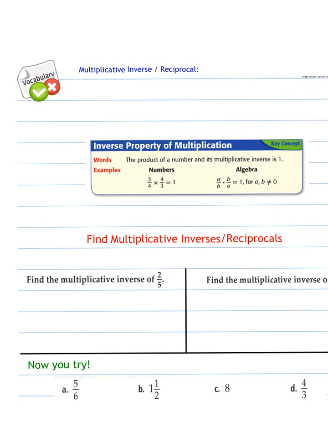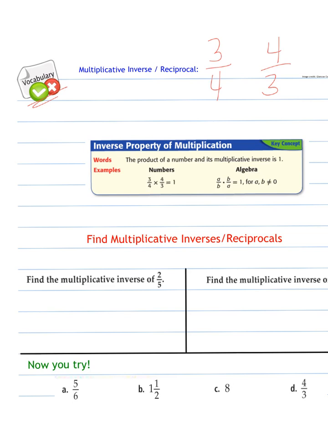Alright, we have a vocab word here, multiplicative inverse or the reciprocal. Okay, so these are basically a fraction and its opposite. So in this box it shows us that we have the fraction 3/4. Well, its multiplicative inverse or its reciprocal is just this fraction flipped. So it would be 4/3. So we just take the denominator, write it on the numerator. Numerator moves to the denominator.